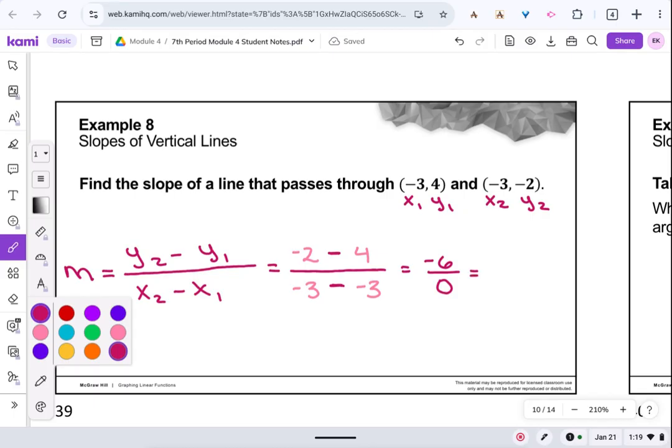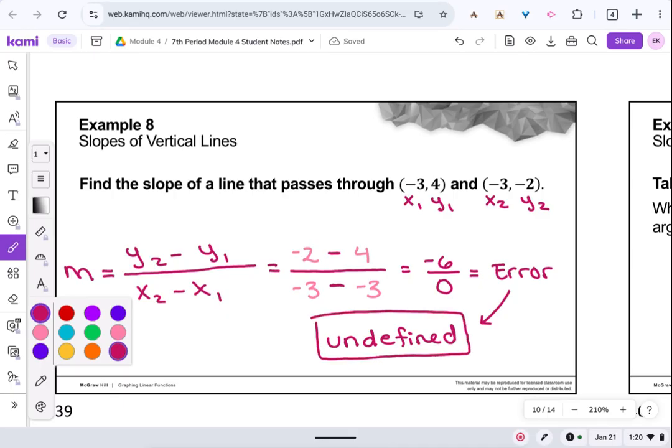When I type this into my calculator, I end up getting the word error. If I get the word error, it actually has a special word that goes with it. That special word is undefined. So if you get error in your calculator, you have to write the word undefined. Undefined slopes are for vertical lines, which are lines that are straight up and down.